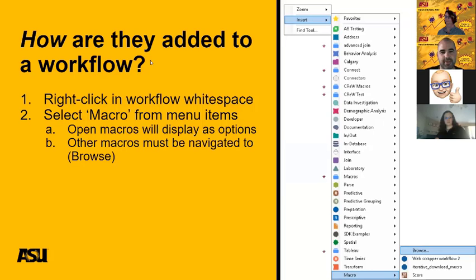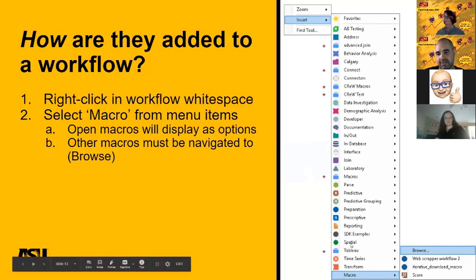So let's say you've got a macro out there and you want to add it to your workflow. You can just right click in any of the white space, and at the very bottom of your tool options will be a little macro thing, and you can just browse your computer, locate your macro, select it, it'll insert it into your workflow.